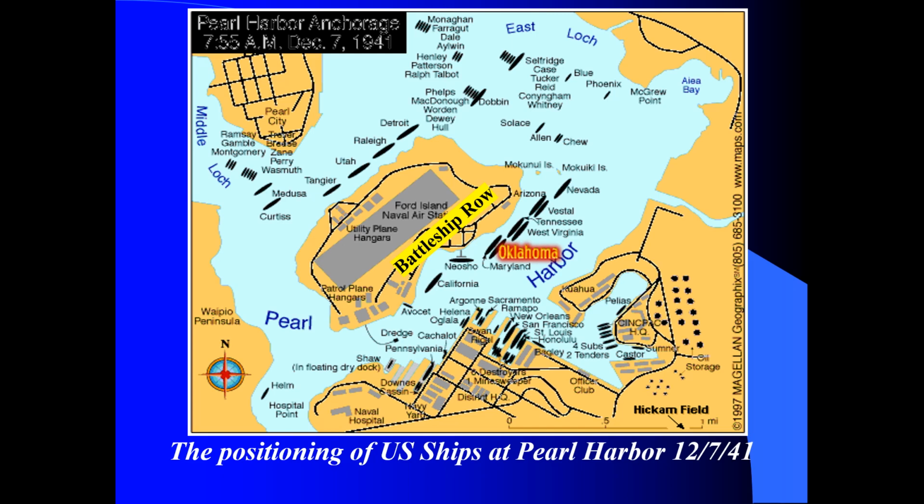This diagram depicts the ill-fated positioning of U.S. ships prior to the attack. Notice that the major battleships were anchored on the southwest side of Ford Island, which included the Arizona, the Nevada, the Tennessee, the West Virginia, the Oklahoma, the Maryland, the California, and the Pennsylvania, which were anchored at the naval station. All of these ships and others suffered major damage, which you will see later in this presentation.